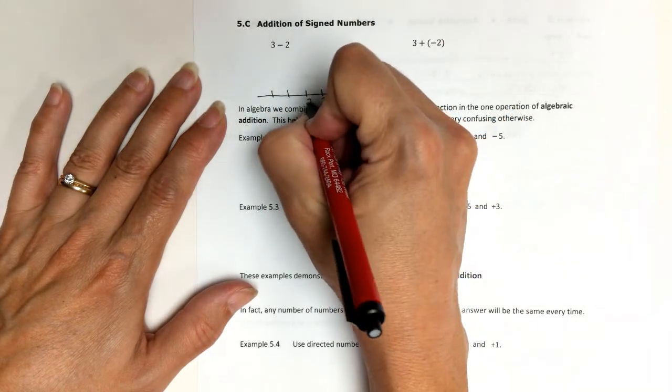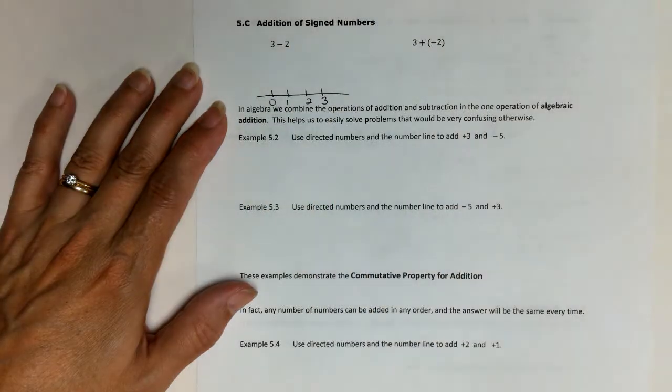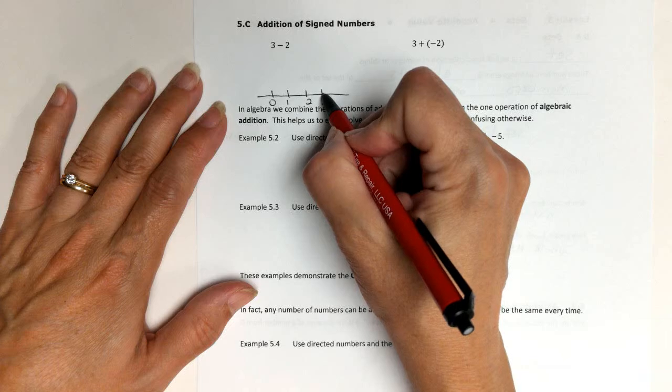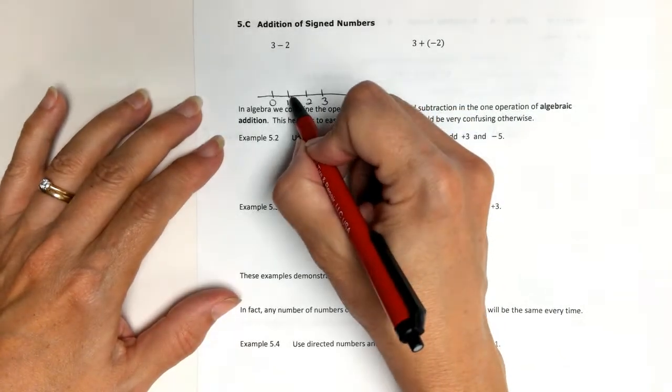Put 3, 2, 1. So here's my number line. And what you may have done is, okay, 3 minus 2. So I start at 3, minus is left, 1, 2. The answer is 1.